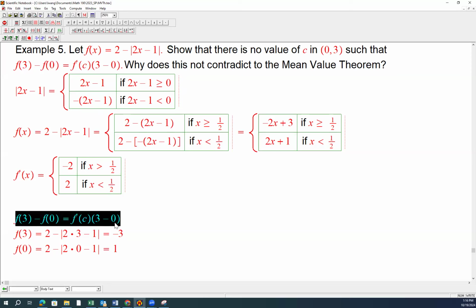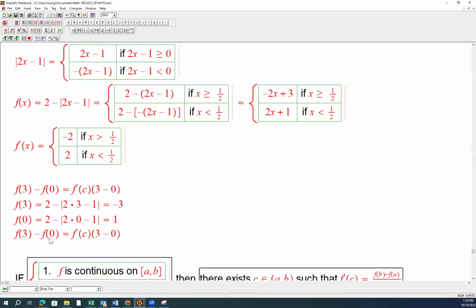And so, to plug in this one, f of 3 is negative 3, f of 0 is 1, and 3 minus 0 is 3. And what do we do with C? For the derivative, we either pick negative 2 or positive 2. Since we don't know if C is less than half, we're going to pick both to see what happens.